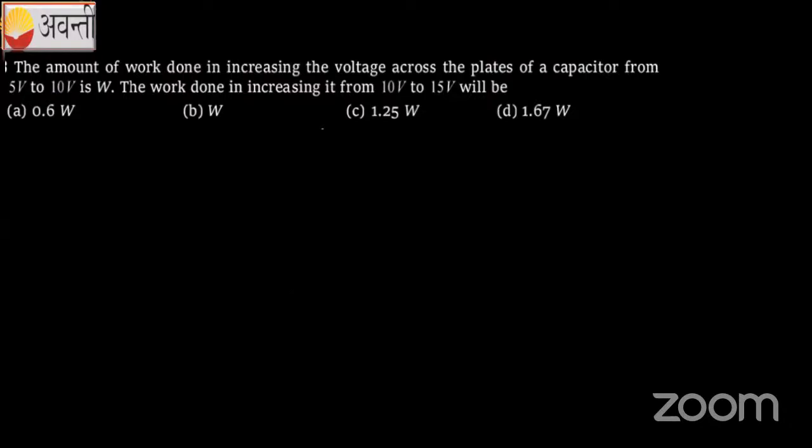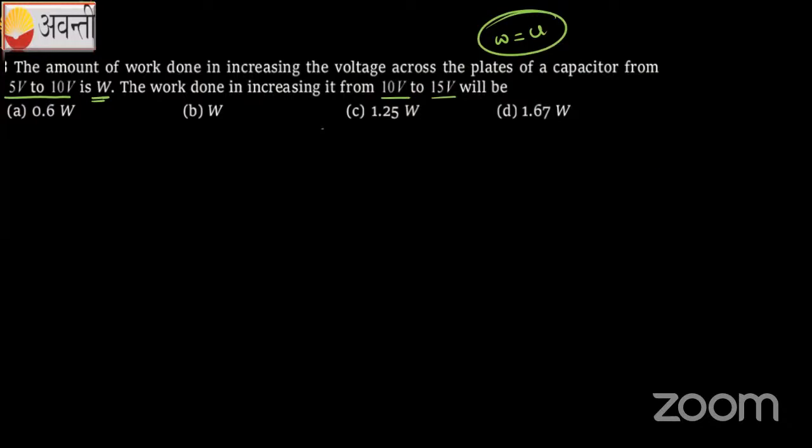I will explain what they have given. The amount of work done in increasing the voltage across the plates of a capacitor from 5 volt to 10 volt is W. The work done in increasing it from 10 volt to 15 volt will be? They're asking the work done. We know that work done is nothing but the stored electrostatic potential energy. Both are the same.